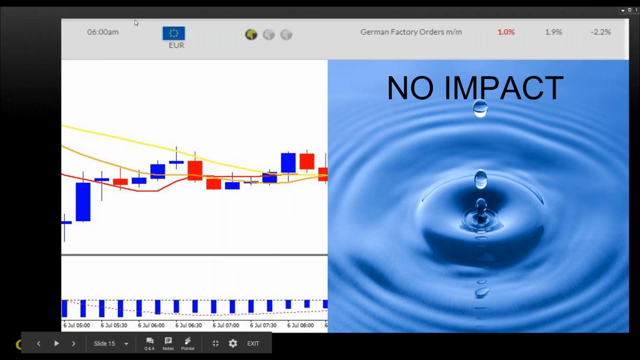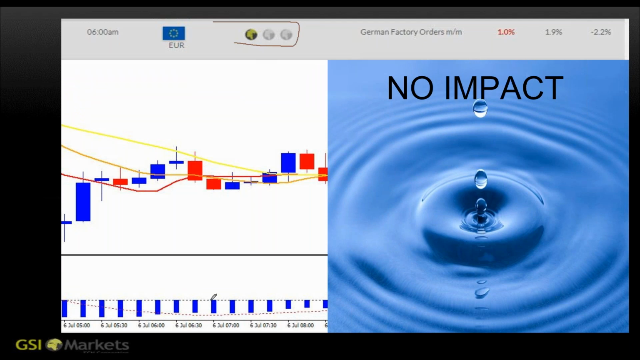Now, let's have a look at another one. We can see this is a low impact. You can see this is on the GSI Markets website. I think this was yesterday. Now, this is a one globe, so this is of minor importance, okay? And you can see that 6 o'clock is actually 7 o'clock in my time zone, okay? So at 6 o'clock, there was no real movement here. I mean, you could argue there was a movement, but this is small numbers. This isn't really enough to trade off, right?